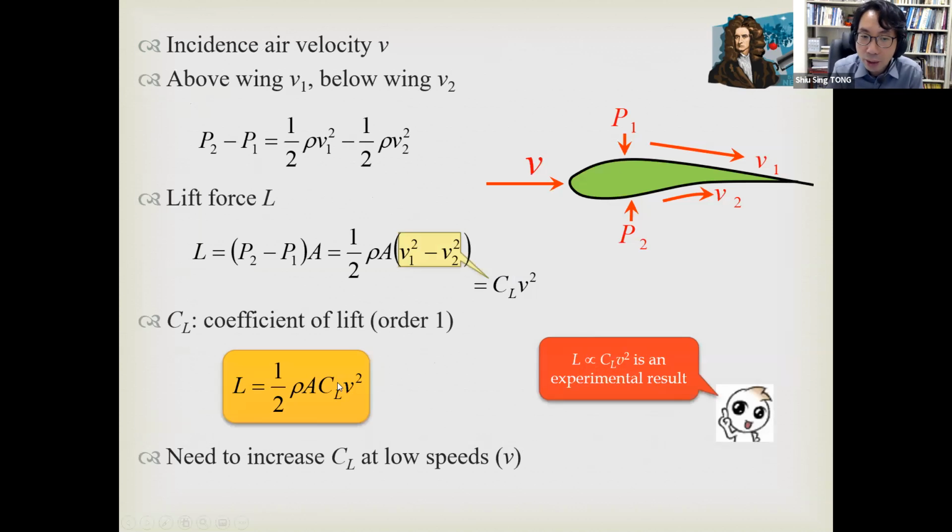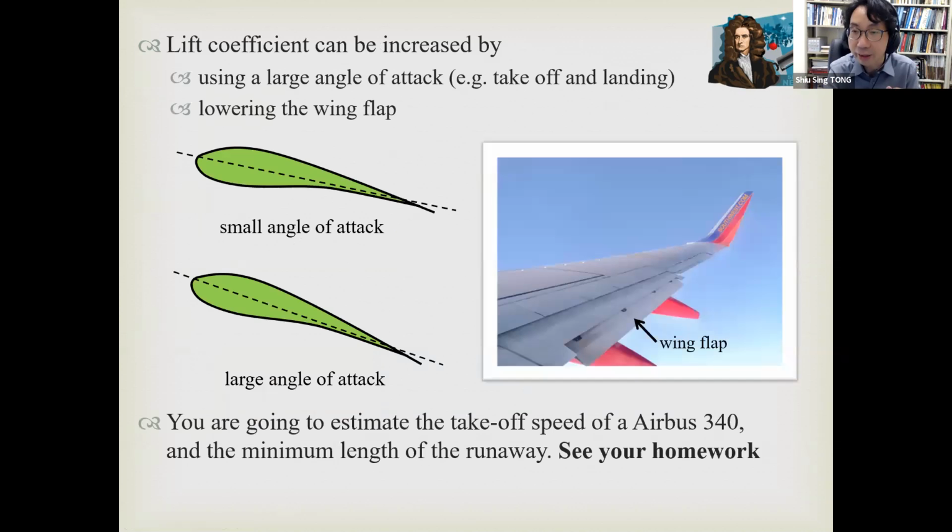So with a low velocity, if the velocity is low when the plane is taking off, you need a larger coefficient of lift for the plane to take off, and that can be achieved by increasing the angle of attack and lowering the wing flap. Okay, does it make sense?